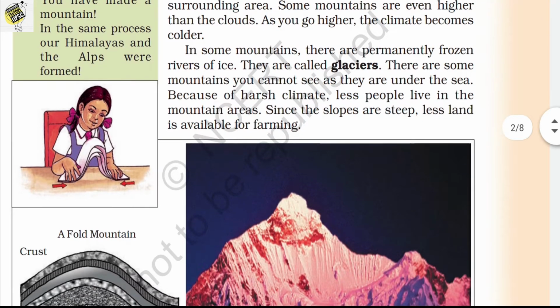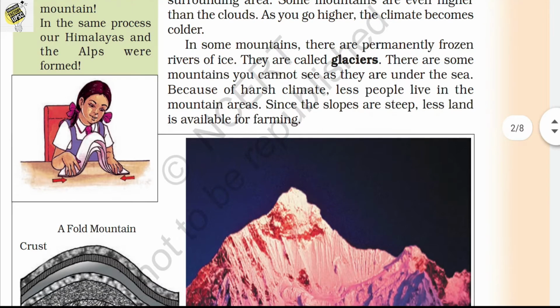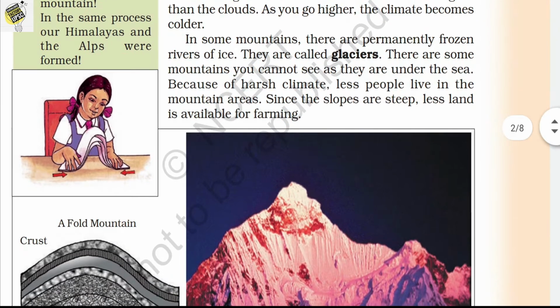Because of the harsh climate, fewer people live in the mountain areas. Since the slopes are steep, less land is available for farming. So the mountain ranges are not suitable for farming and living, because there is a harsh climate and a steep slope.